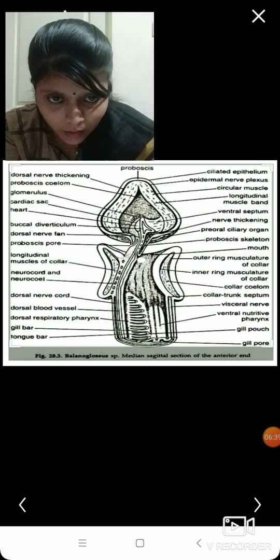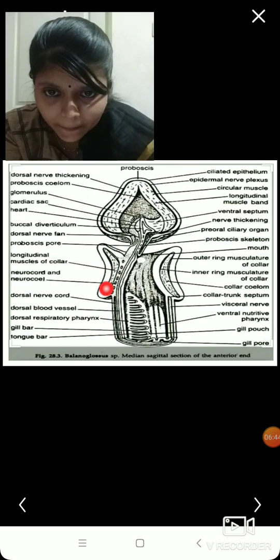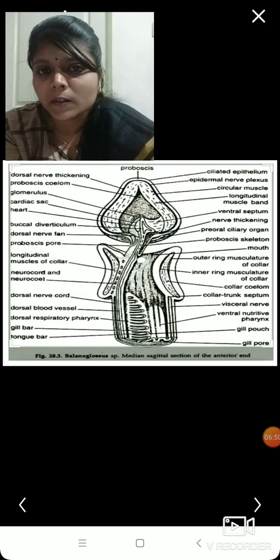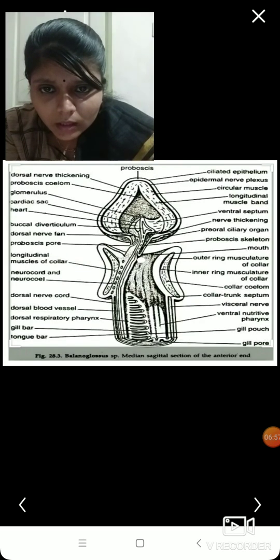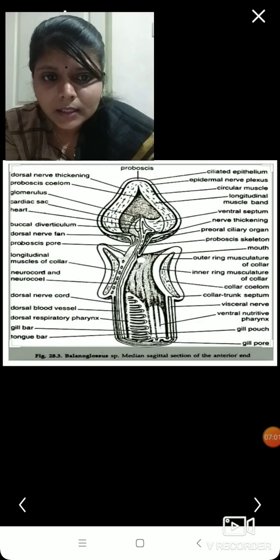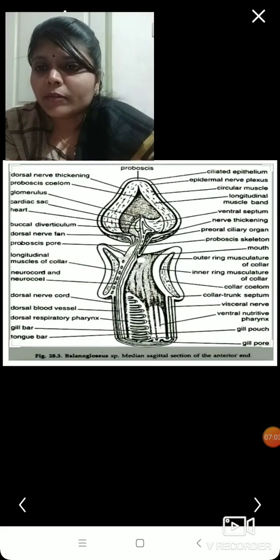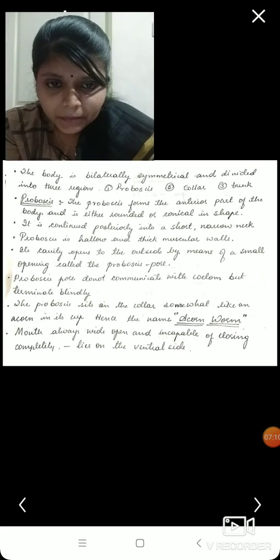See the labeling which you can see here. This part is the coelom part, or the muscular ring of the collar. See here, all the parts. We'll go on with every part a little later, but before that, we'll complete a few points on the collar.